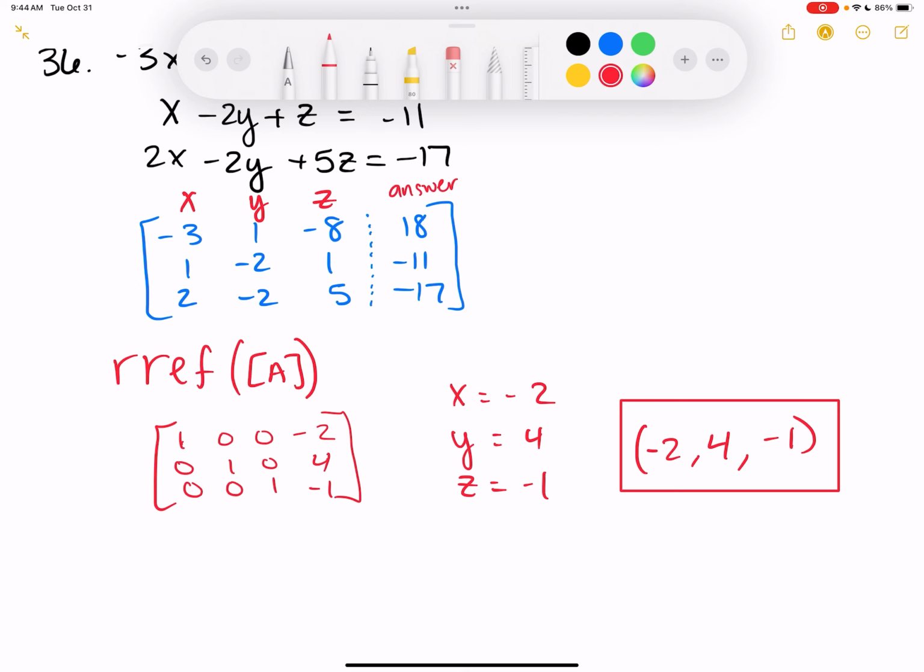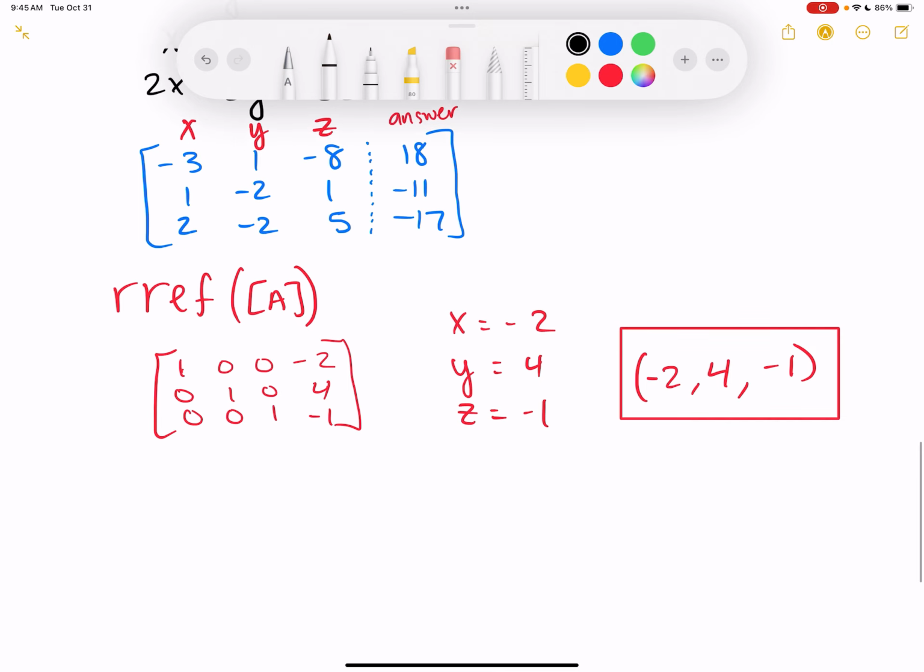And just so you know, you wouldn't have to write x equals, y equals, and z equals. I just did that for reference for you. You would just need to go from the matrix to writing the ordered triple. Two equations, two unknowns would be done the same way. It would just be a 2 by 3 matrix, and it would still work the same way: the x column, y column, and then the answer column.